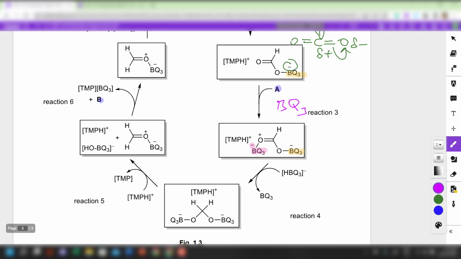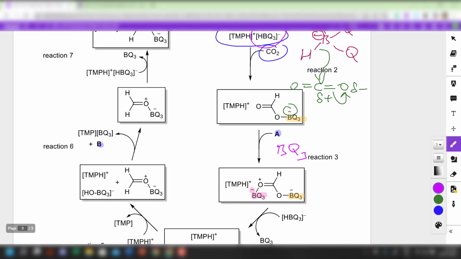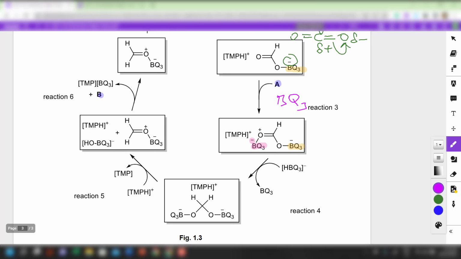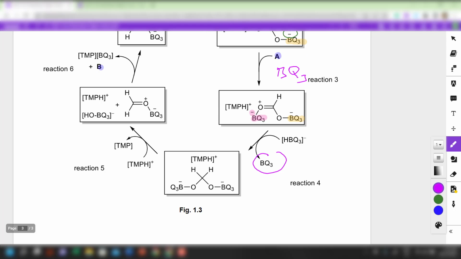And then after that, of course, I have a BQ3 minus. From where? Actually, it's from here. Okay, and then it will donate another hydride. It's the same process. Donates another hydride, and then becomes BQ3, and this is another form of nucleophilic addition.